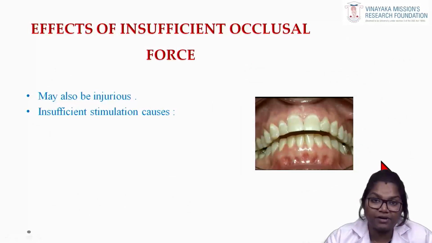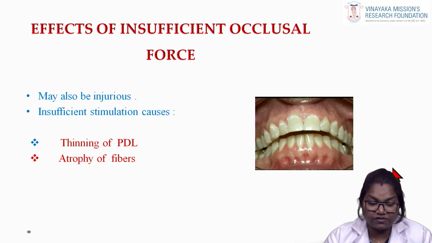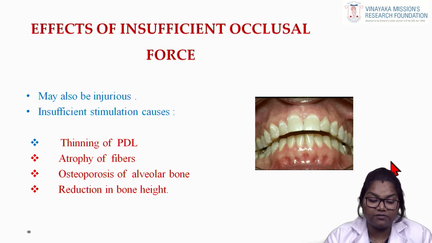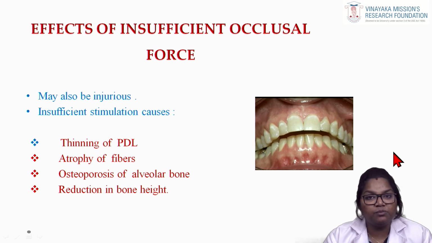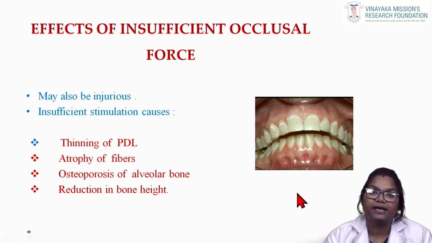So what will happen if there are insufficient occlusal forces? It may also be injurious, and it causes thinning of the periodontal ligament, atrophy of the fibers, osteoporosis of the alveolar bone, and reduction in bone height. All these are the effects of insufficient occlusal forces. A minimum occlusal force of 5 newtons is also required to maintain a healthy periodontium. If this minimum occlusal force is not present, the thinning of your periodontal ligament, atrophy of your fibers, osteoporosis and reduction of your bone height can be seen.